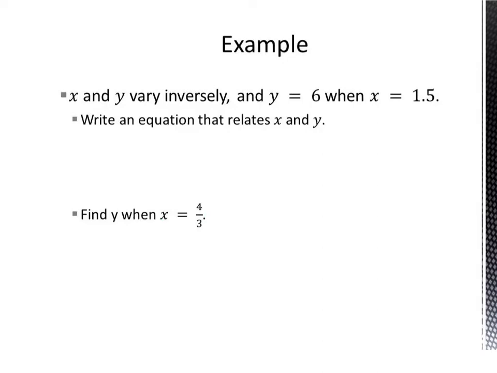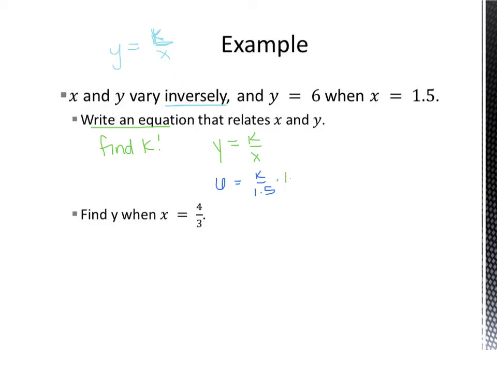The next thing we're going to do is write an equation, and it's going to tell you in what form. It tells us that they vary inversely, so I'm looking at this kind of equation here. And y is 6 when x is 1.5. When it says write an equation, the first thing you have to do is find k. So I'm going to write my equation, y equals k over x, and I know that y is 6 when x is 1.5. Can I solve this for k? What do I do to solve for k?